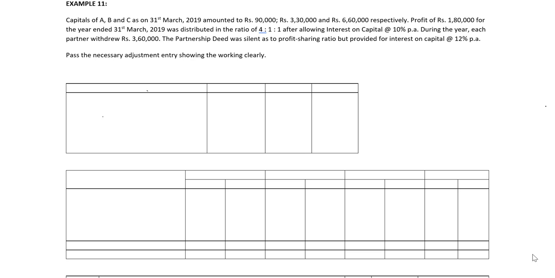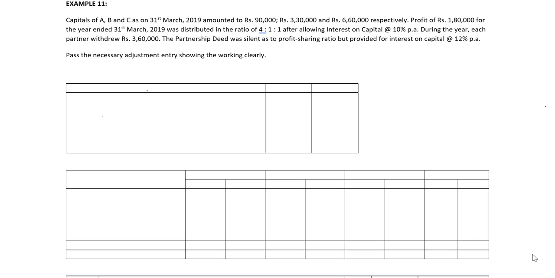That's one mistake. And the second mistake is that interest on capital is provided at 12% per annum, but instead in this firm interest on capital has been given only at 10% per annum. So we need to allow interest on capital for 2% per annum. Now as far as interest on capital is concerned, the 2%, we need to apply it on the opening capital.